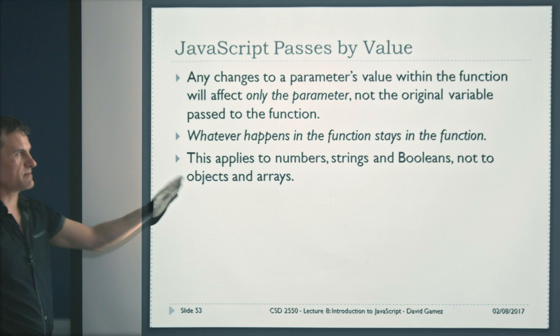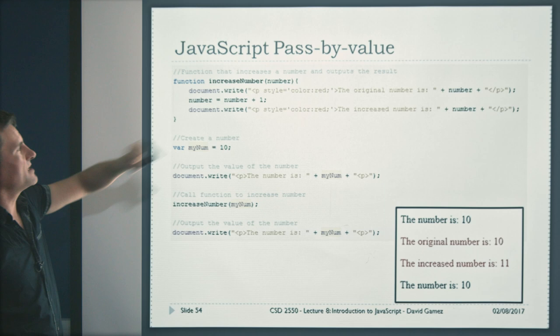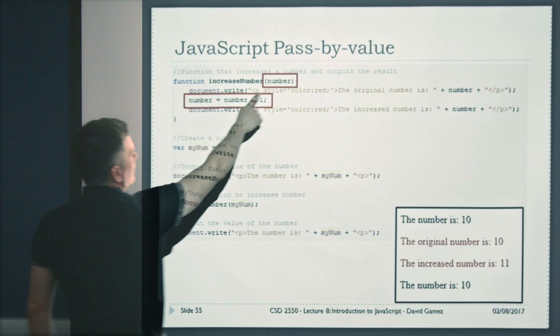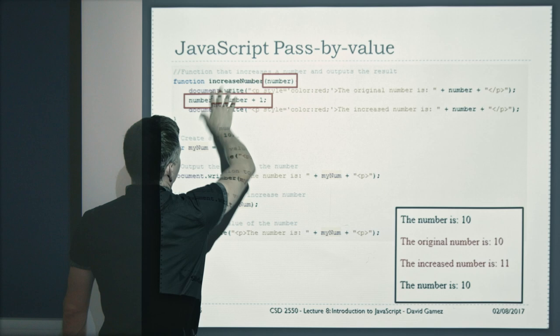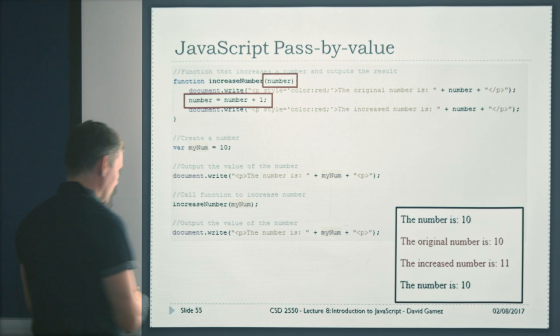So this is a little example that might make what I'm trying to say clear. Here we have a function called increase number, and we have an argument passed in here. This is a variable called number, which is the argument to this function. Within the function, number acts as a variable within the scope of the function, so we can add one to the number. That's all this function is doing: adding one to the number, and outputting it before and after we've added one to it.